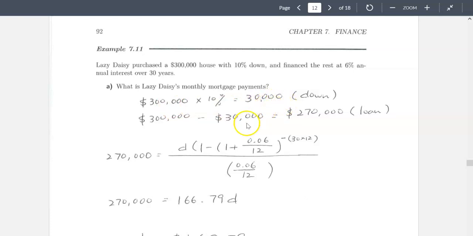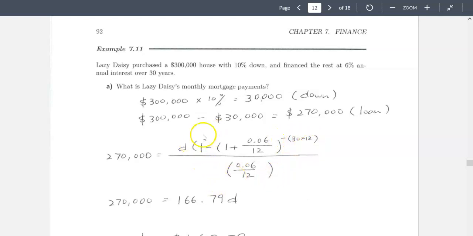Now we take the $30,000 away from the purchase price. The rest of it we need to finance. So $270,000 is the loan we need to finance. That's the loan amount. We'll put it in the formula. We want to know the monthly payment. That's D, right? With 6% and monthly payments, that means 12 times a year. That's why N is equal to 12. So negative, don't forget this minus sign here, and 30 times 12.